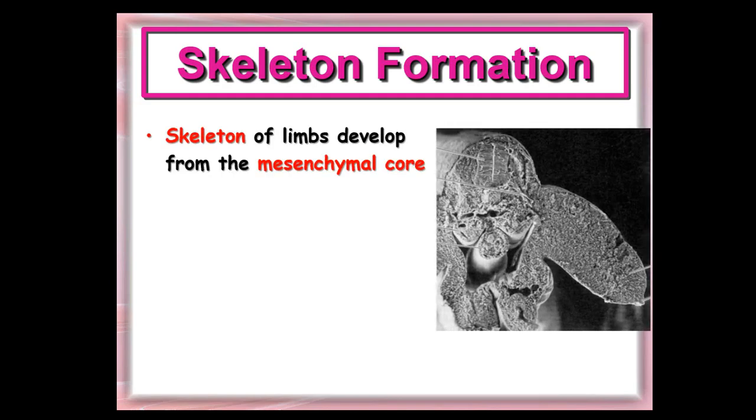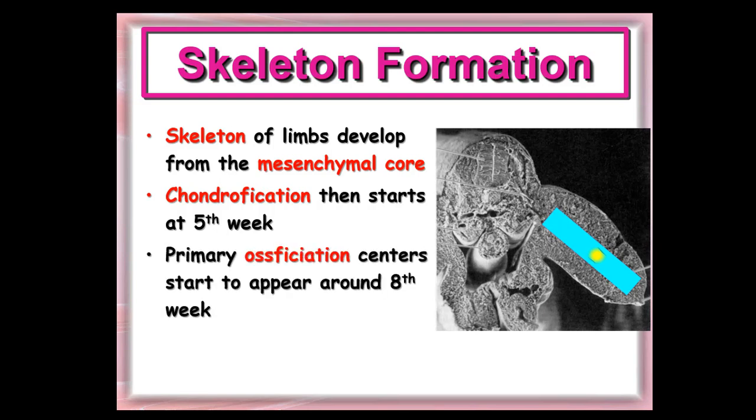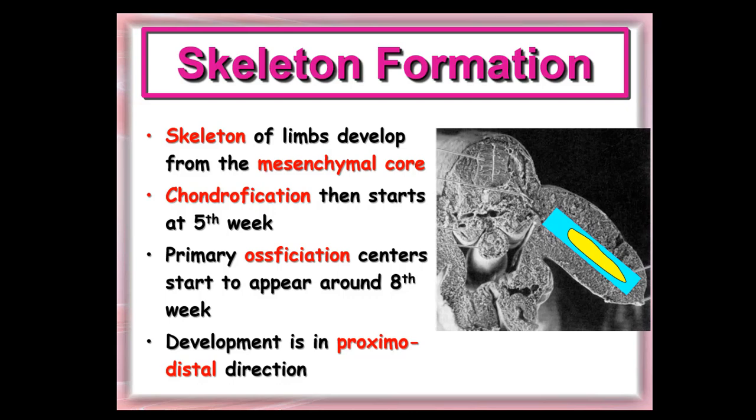What about the skeleton of the limbs? The skeleton of the limbs develops from the mesenchymal core. That means that it is mesodermal in origin. This is the mesenchymal stage first. Then there is chondrification, or transformation of this mesoderm into cartilage. It starts around the 5th week of development. Then there is appearance of primary ossification centers, which start to appear around the 8th week of development. The development is in a proximal-distal direction.